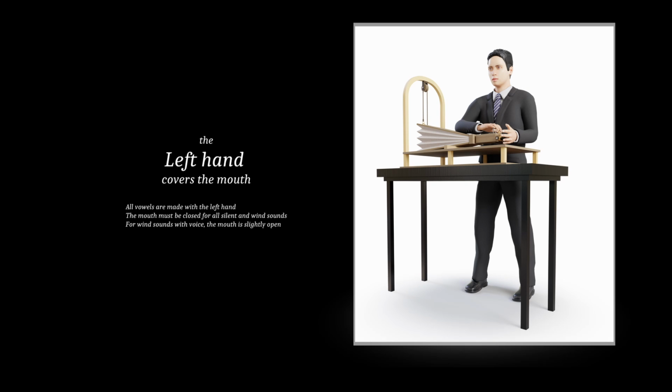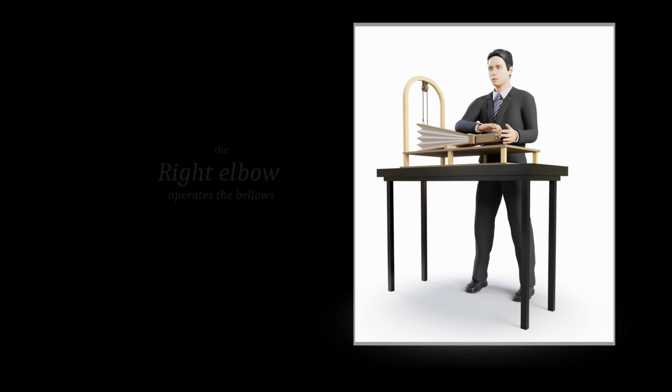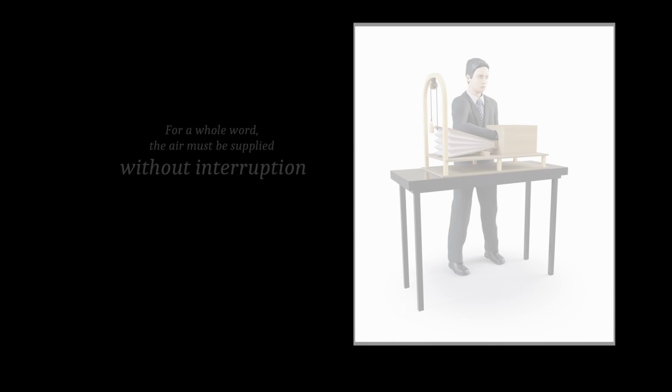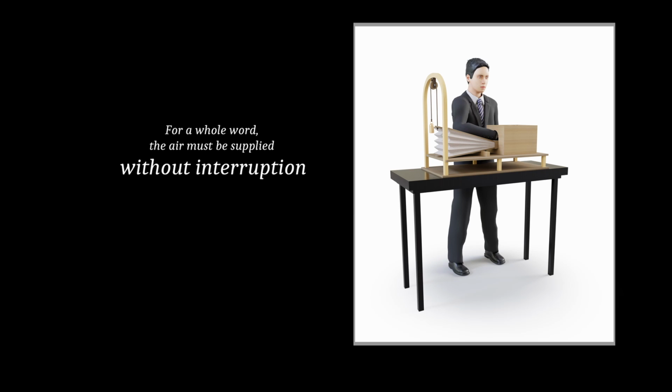The left hand covers the mouth. All vowels are made with the left hand. The mouth must be closed for all silent and wind sounds. For wind sounds with voice, the mouth is slightly open. The right elbow operates the bellows. For a whole word, the air must be supplied without interruption.